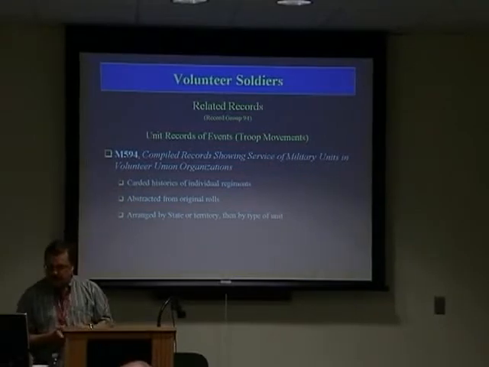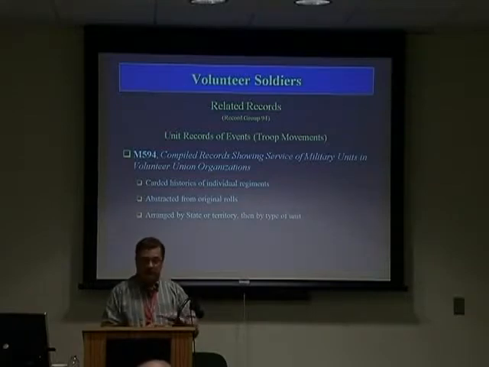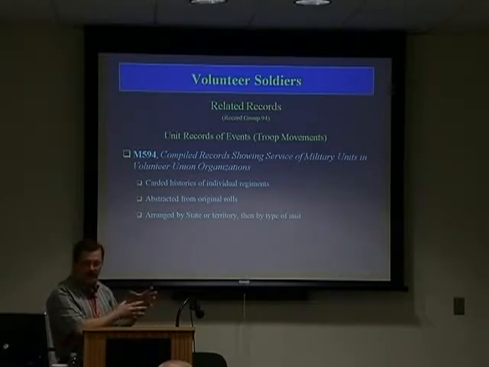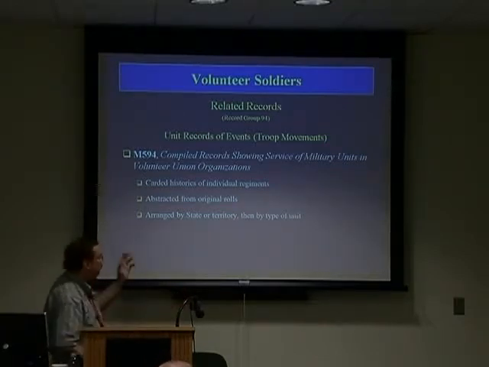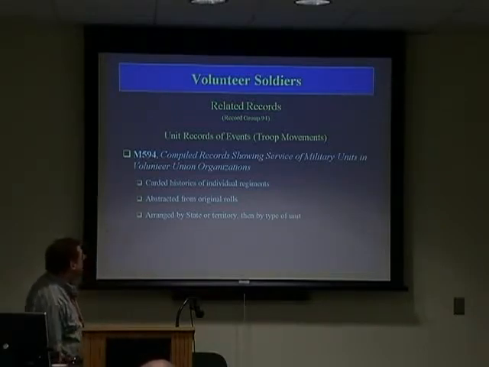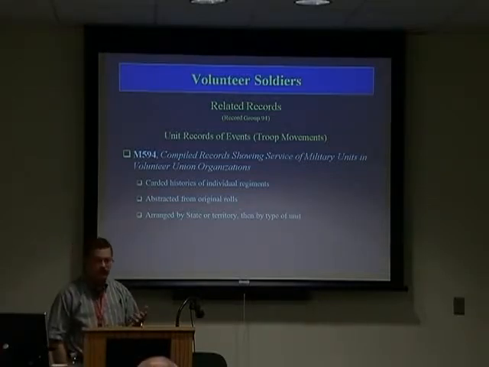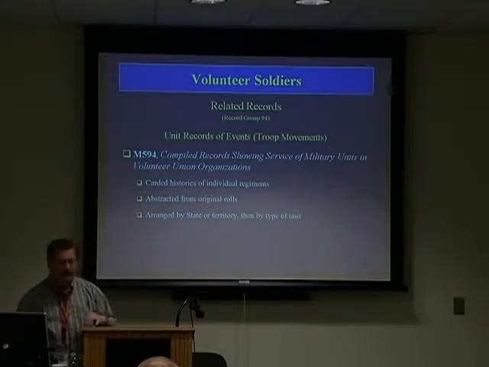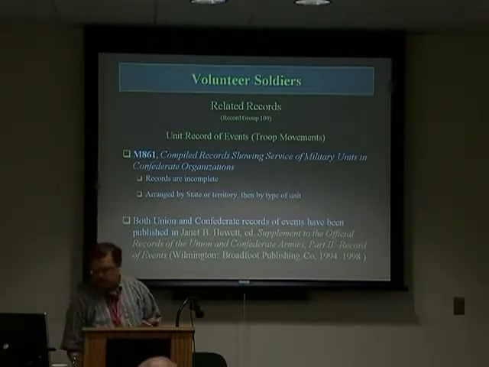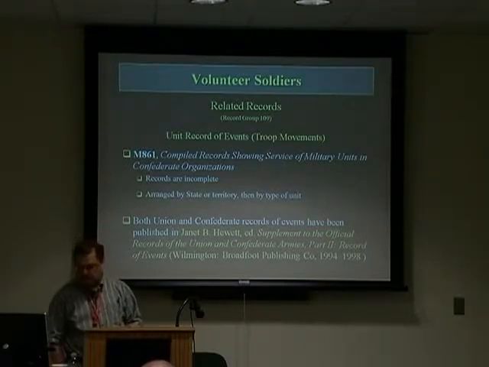The record of events cards were originally filed along with the compiled service records for each regiment, but when the archives decided to microfilm them separately, they were separated out into their own series. So these are available on microfilm. The Union carded record of events are in M594. And again, they're arranged similar to the service records for the soldiers, by state and then by type of unit. And then we also have a separate series for the Confederate record of events or troop movements in microfilm publication M861.